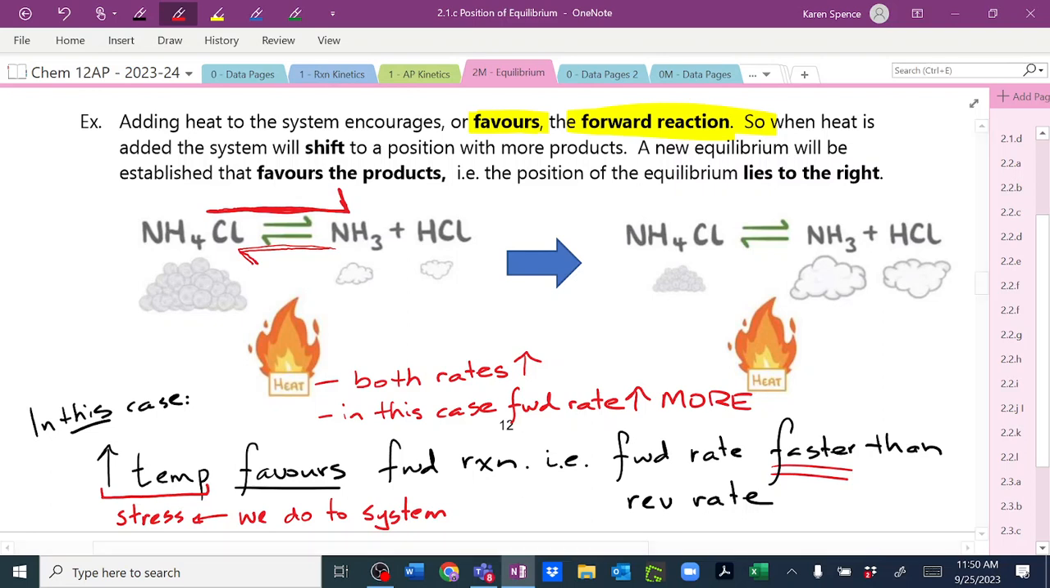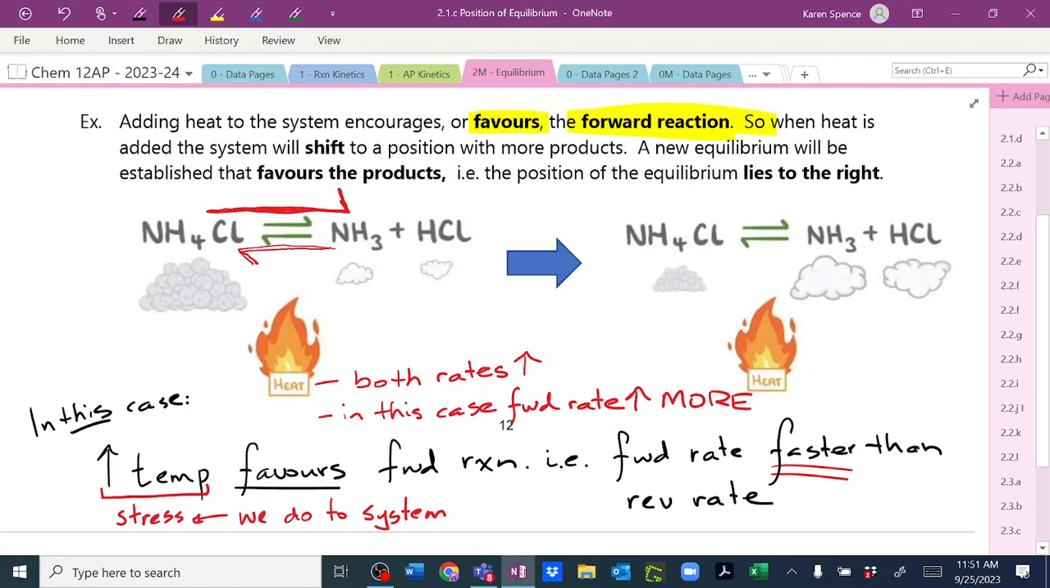Okay. And so what will happen is that you will end up with a new equilibrium. What can you say about the forward and the reverse rate after we've now got the forward rate going faster than the reverse rate? Eventually, we're going to come to a new equilibrium. What will be true of both rates at the higher temperature? They will both have increased. So what's going to happen is they're going to become equal.